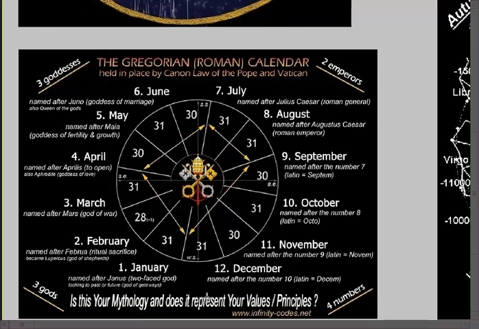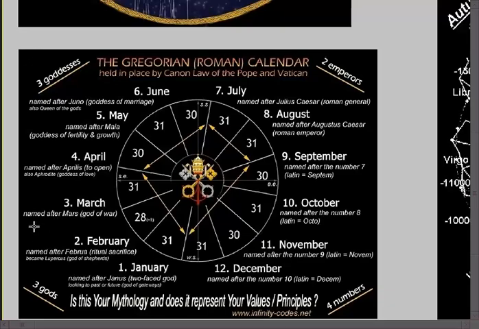January, named after Janus, the two-faced god, looking to the past and the future, god of gateways. February, named after the Februa, the ritual sacrifice, which became the Lupercalia. Lupercus was the god of shepherds, and the Lupercalia was celebrated in the middle of the month, the 14th of February, which is, of course, now Valentine's Day, which is dedicated to the god of sex.